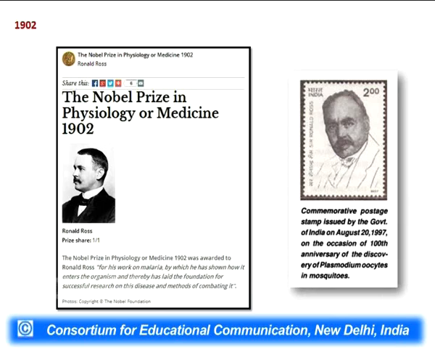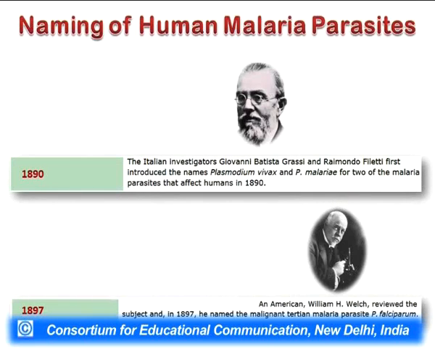So to celebrate the success and the 100th anniversary year of the discovery of the Plasmodium oocyst in the mosquito, the Indian government released a stamp in the year 1997 to commemorate the 100th anniversary celebration of Sir Ronald Ross. Now, there are four major malarial parasites which are known to all of us. The first one is Plasmodium falciparum, Plasmodium vivax, then Plasmodium malariae, and Plasmodium ovale.